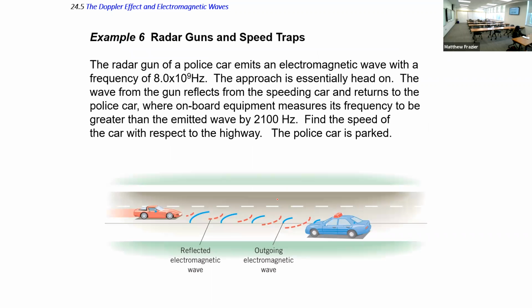So here's how the speed trap works. You have a cop at the side of the road with a radar gun, emitting some electromagnetic wave. In this case, it is 8 times 10 to the 9 hertz, which is 8 gigahertz, which is reasonable.